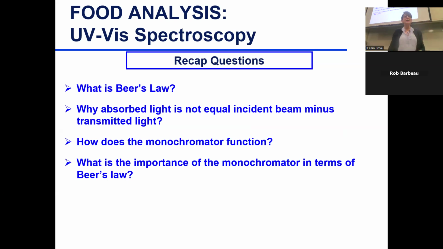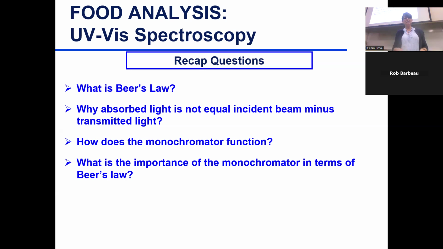All right, and when is Beer's law applied? What's the characteristic of the light? Monochromatic, a singular wavelength, or wavelengths very, very close to each other. Okay.